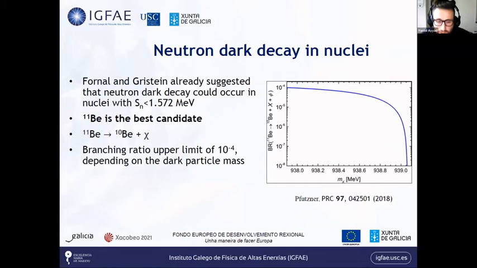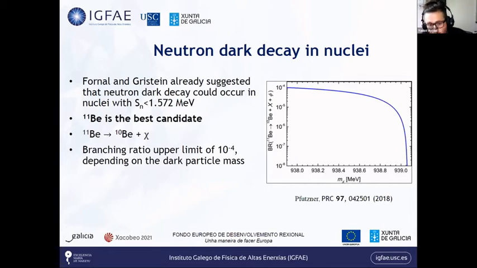So that brings everything to our domain with neutron separation energy below 1.572 MeV. And in this paper by Fynbo and Riisager, there's a list of possible candidates where this dark decay on nuclei could be observed, especially the neutrons in particular. So among all of them, beryllium-11 is the best candidate. And that would lead to a decay of beryllium-11 into beryllium-10 plus an unobserved particle.